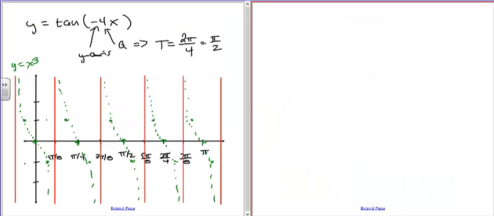Okay, and the last one is y is equal to 2 tangent of pi x minus pi over 2 plus 1. So we don't have any reflections because this is positive and this is positive. We do have an x-axis shift, we have a y-axis vertical shift, and we have an amplitude. So a is equal to 2, which just means this is a vertical stretch.